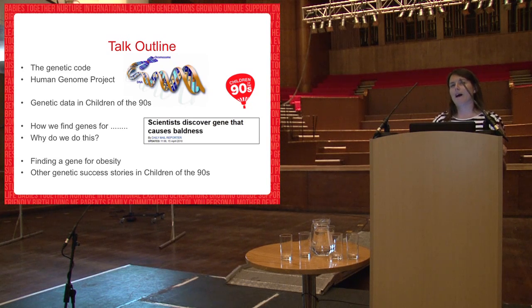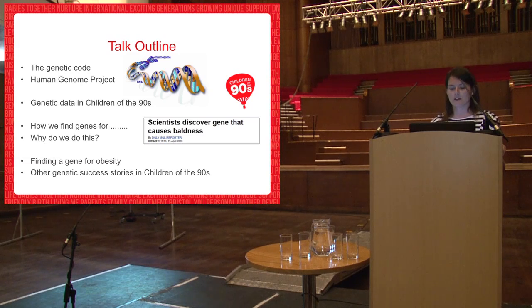Then I'm going to talk about how we find genes that cause certain conditions. So you can see here a headline where scientists have discovered the gene that causes baldness. So this isn't a Children of the 90s paper, but how actually was this carried out? How do we actually find these genes, and what does it mean when you see a headline such as this?